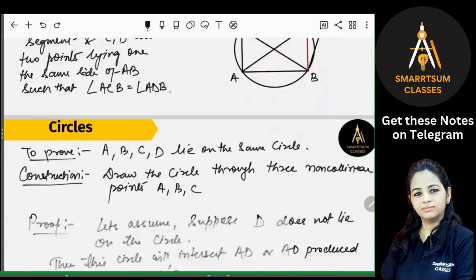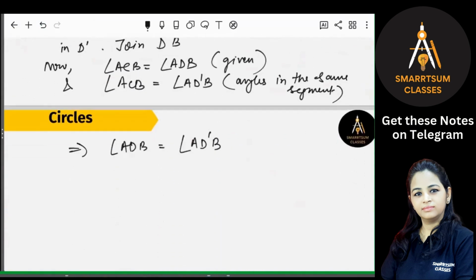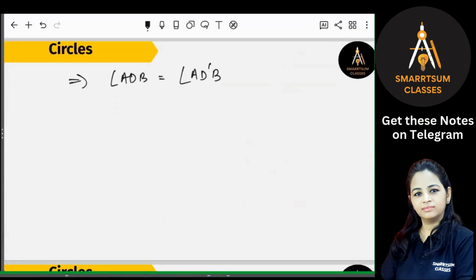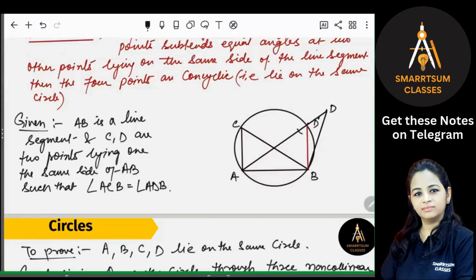Okay. So write down. That means what? That ADB and AD dash B will be equal only and only if D dash and D are the same point. They are not different points. So when this will happen, this will be true. This is equal to this only when these two points are not two different points. These are the same points, right? That means D dash and D are coinciding points. That means D lies on the circle passing through ABC, and hence we can say that points A, B, C, D are concyclic.